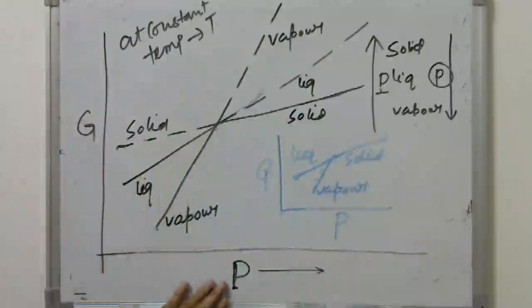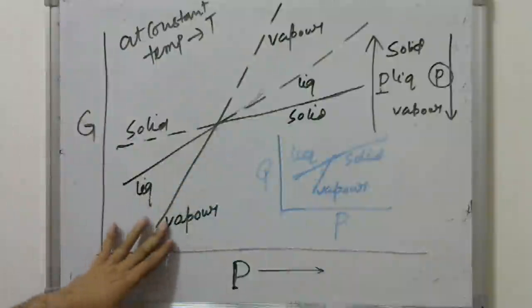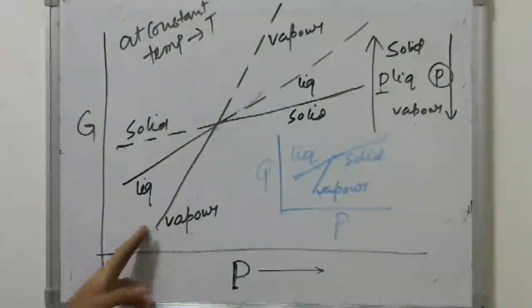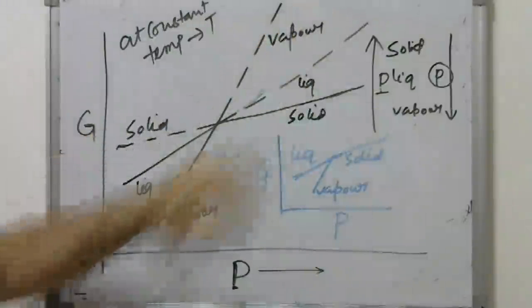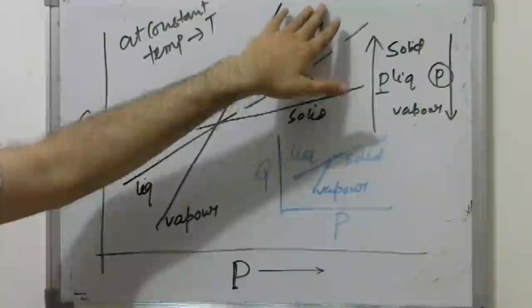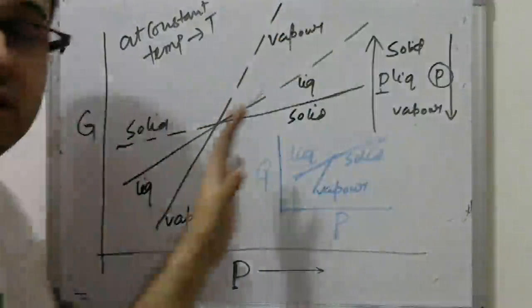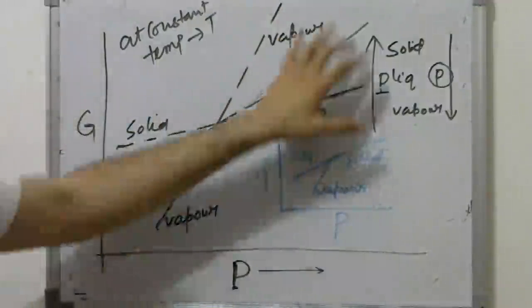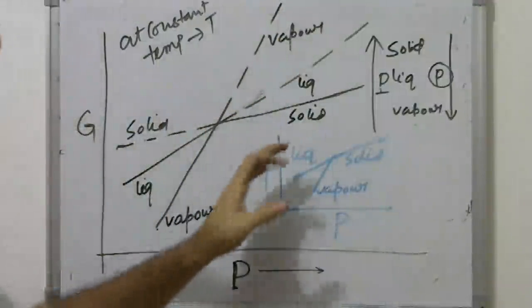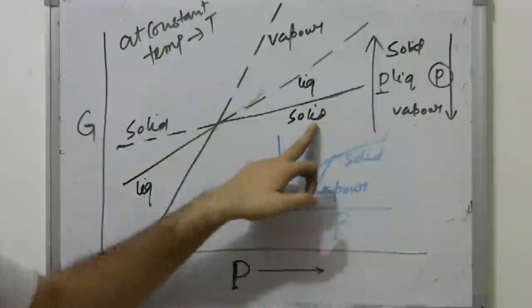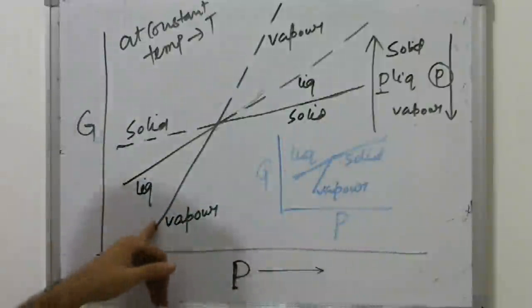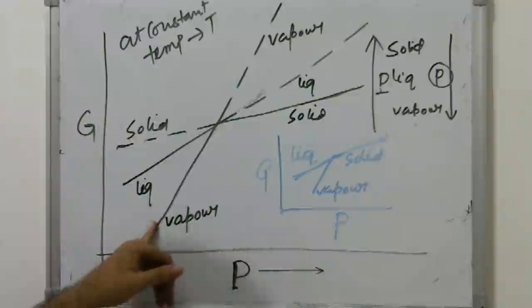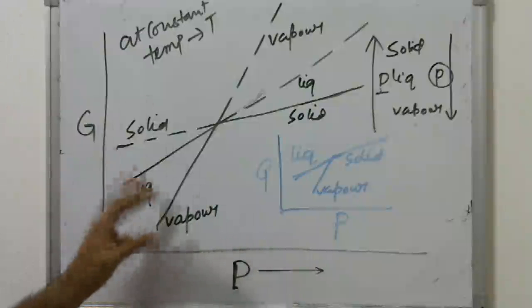The free energy versus pressure variation: the vapor has the minimum free energy at a very low pressure and a very high free energy at a higher pressure. Lower energy at low pressure, higher free energy at higher pressure. Your system will always remain in the state which has the minimum energy. So at a very high pressure, it will be the solid, and at a very low pressure, the vapor will be the most stable phase, and in between somewhere, it will be liquid.